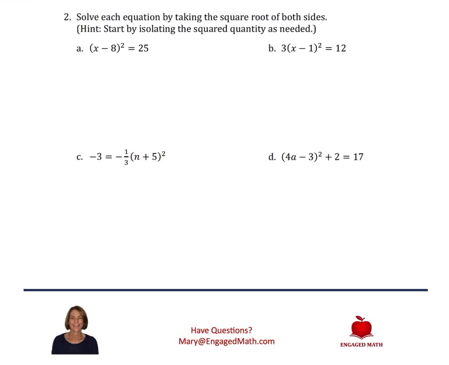Welcome to Engage Math, Lesson 29, Problem 2. And we are solving equations by taking the square root of both sides. And this time, we sometimes have to isolate the squared quantity. So let's start with A.